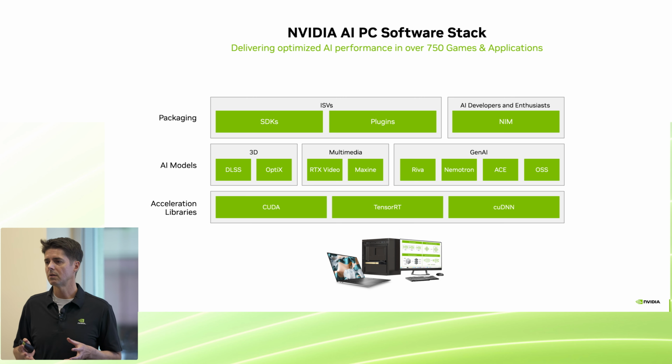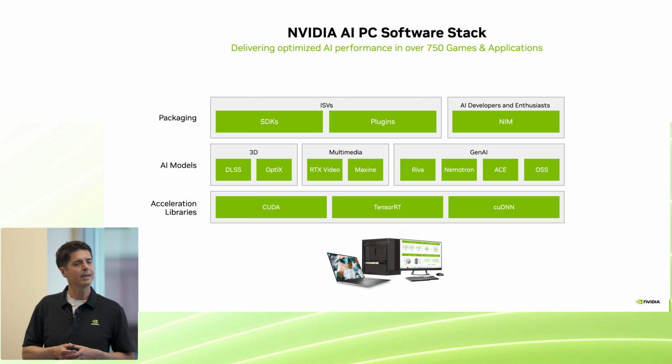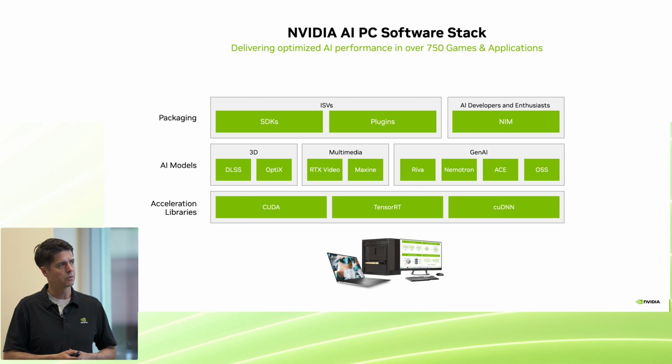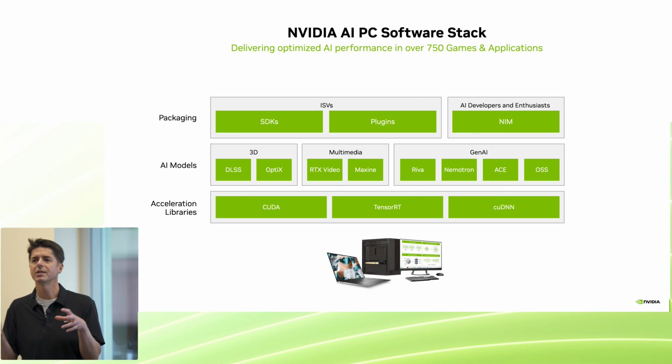Nemotron is our generative AI library focused on language and LLMs. ACE is our set of models for animating 3D characters. And then, of course, we also optimize and accelerate the wide variety of community models or open source models that are out in the market. Now, we package these models, this technology, in different ways.